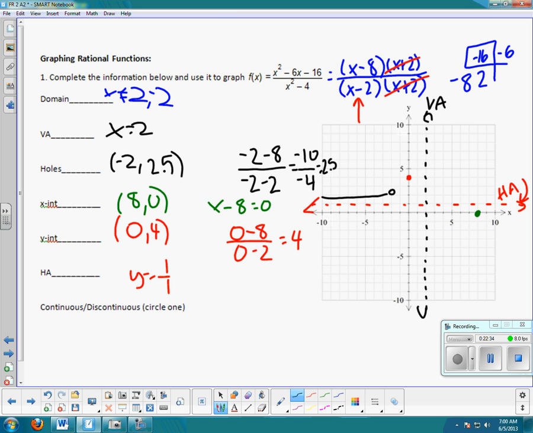And so if we look on our calculator and we go ahead and put it in our calculator, what happens is we get a graph that looks like this. Now, is it discontinuous? Yes, it's discontinuous because it has a hole or vertical asymptote. If it has any of those things, then it's discontinuous.